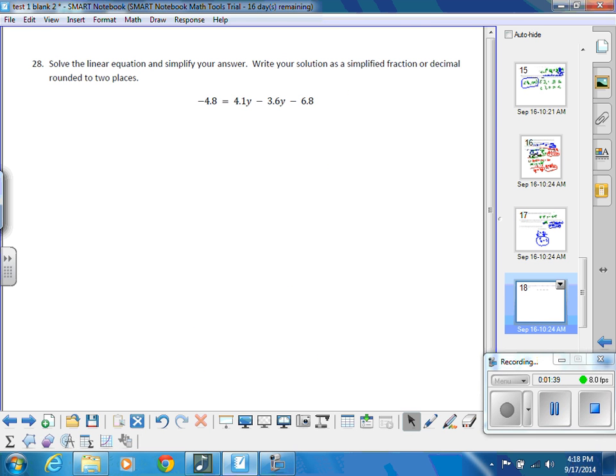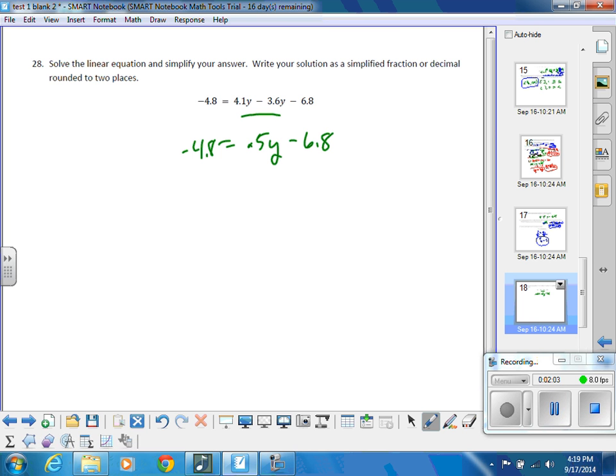Okay, now this next one says solve this linear equation. Make sure we round our decimal to 2 places. From here I notice on the right hand side I have 2 like terms I can combine together. Let me go ahead and do that. 4.1 minus 3.6 leaves me with 0.5y. And I just copy everything else.